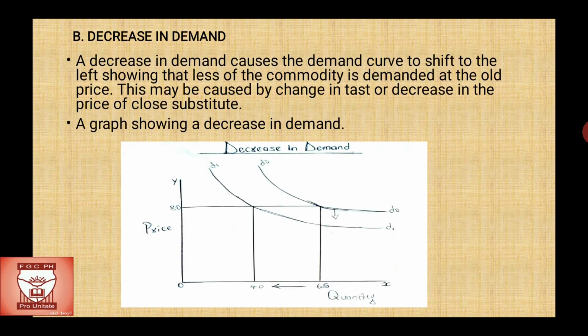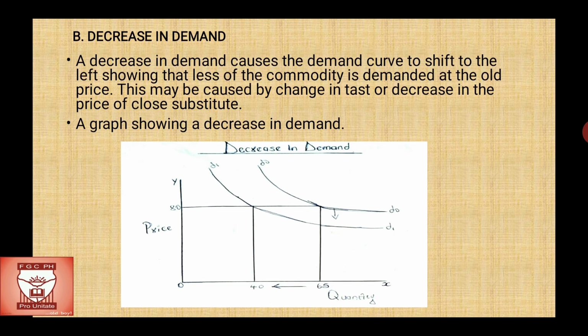Decrease in demand. The second point about a change in demand is a decrease in demand. A decrease in demand causes the demand curve to shift to the left, showing that less of the commodity is demanded at the old price. This may be caused by change in taste or other factors, or a decrease in the price of a close substitute. Now, when you look at the graph, you will see that it moves from D0 to D1. Look at the arrow, it is coming down. The curve shifted to the left, showing a decrease in demand.